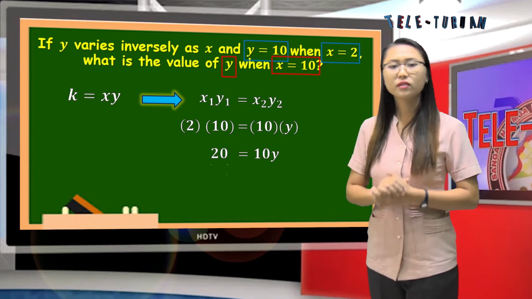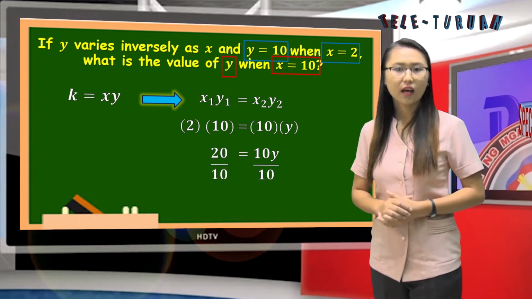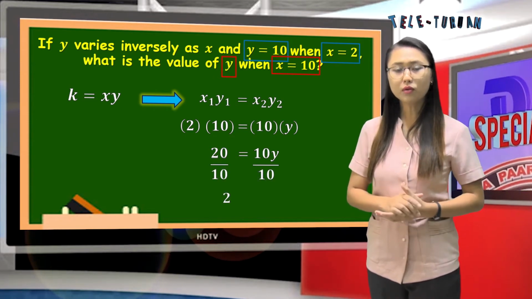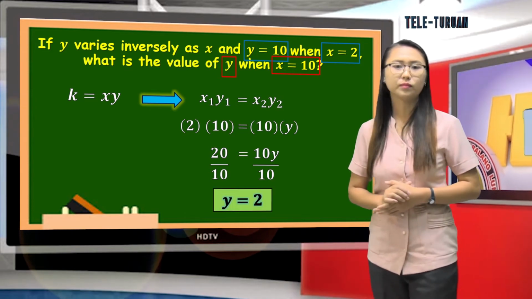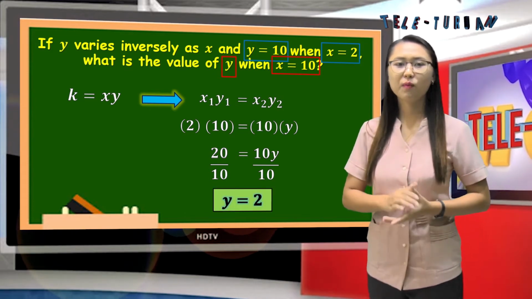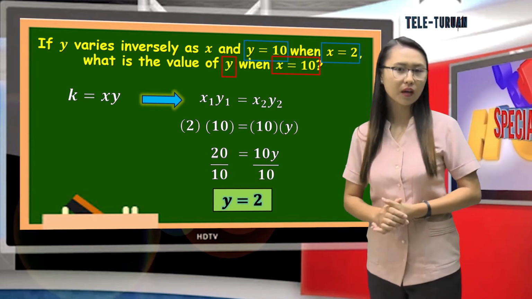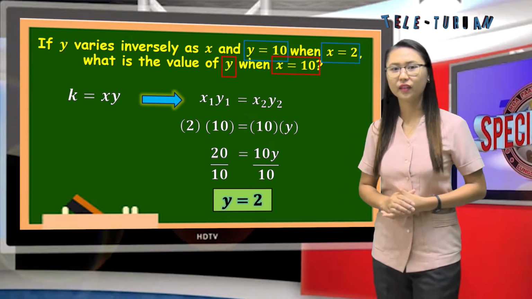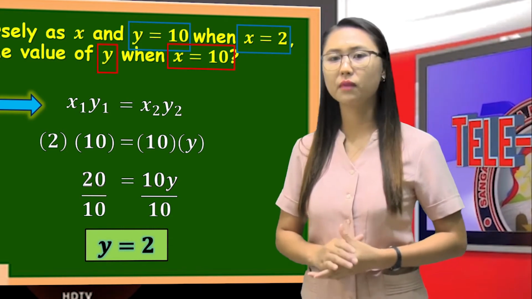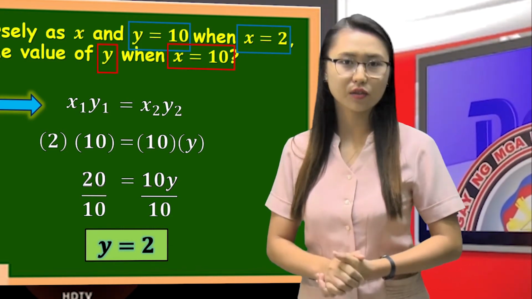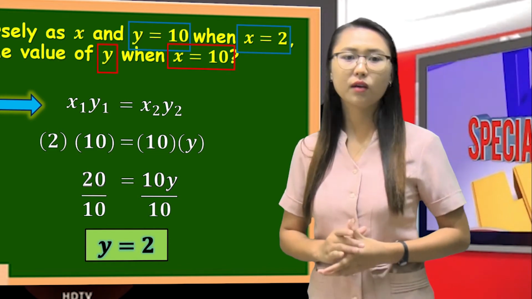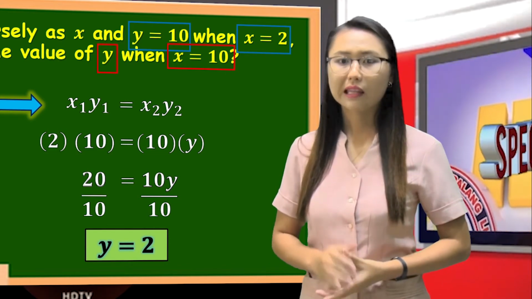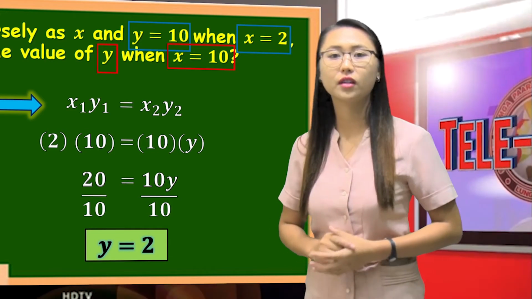By dividing both sides of the equation by 10, the equation will become 2 is equal to y, or y is equal to 2. The value of y is also 2. We got the same answer. That is how to solve word problems involving inverse variation. In mathematics, we can use any method that we know in solving every problem. The important thing is that we arrive at the right answer.